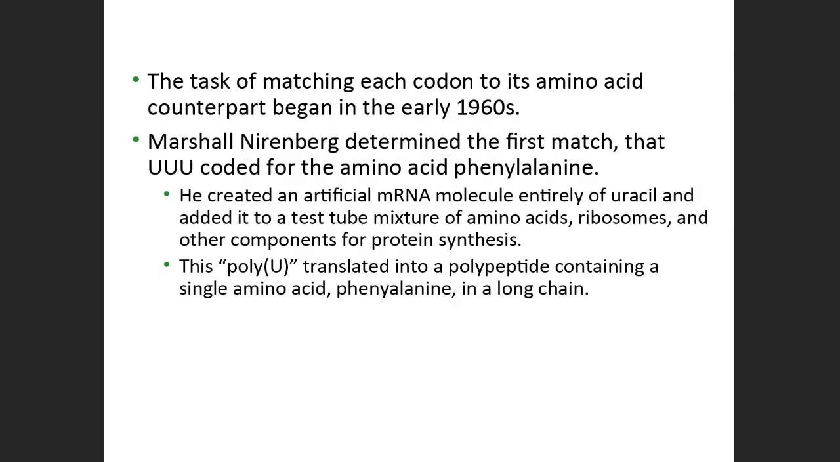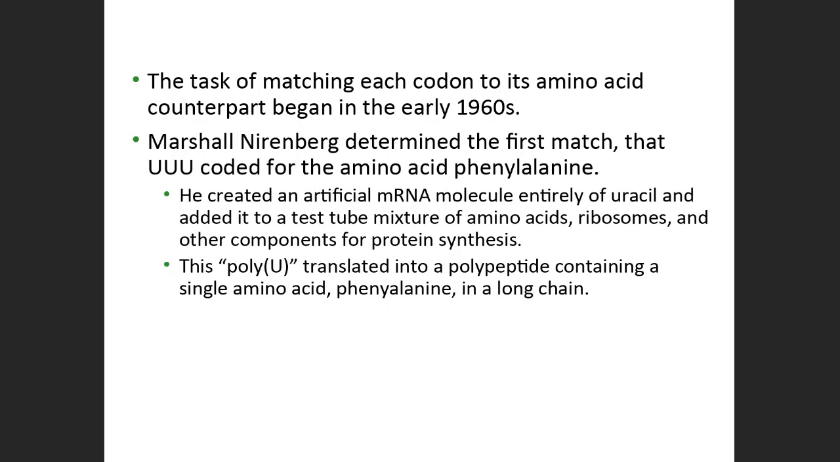So the task of matching each codon to its amino acid began in the early 1960s. So again, I know that's a long time for you guys, not that long for me. But in the 1960s is when they started to try and figure out the genetic code. Marshall Nirenberg was one of the first ones to do this, and he used a codon of UUU. So he had a piece of RNA that was all just UUUUUUUU, all U's. And that ended up coding for 1 amino acid, phenylalanine.